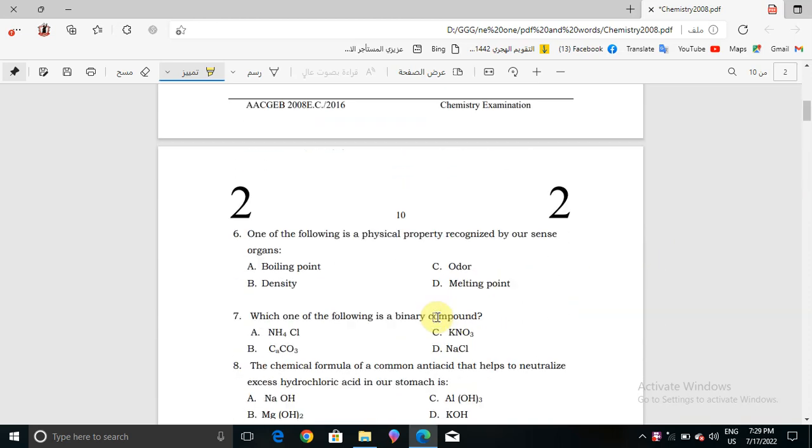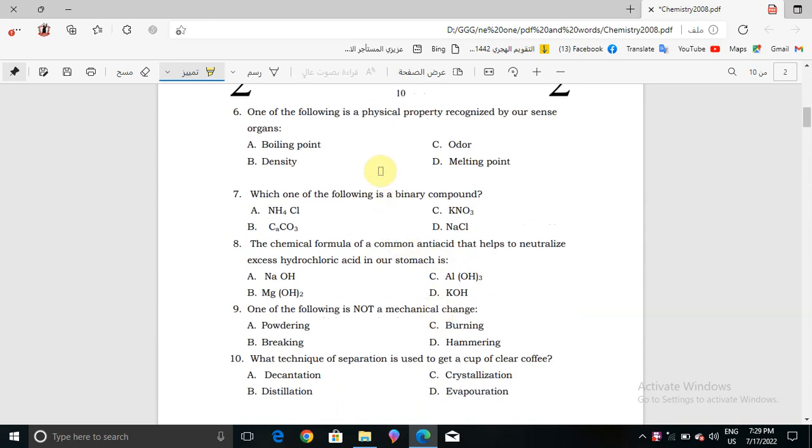Now question number 6. One of the following is a physical property recognized by our sense organs. What is it? Boiling point, density, odor, or melting point. Something that we can recognize by our sense organs, of course, will be the odor, right? Okay, now question number 7, which one of the following is a binary compound? A binary compound will be like sodium chloride.